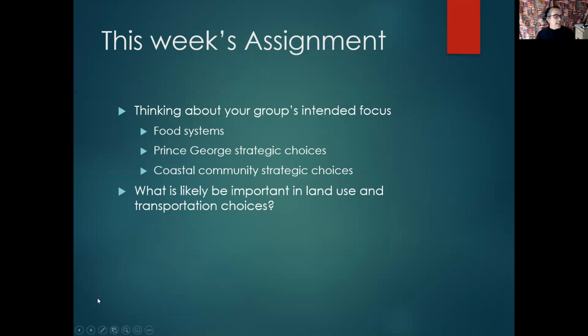Anyway, what is likely to be important in land use and transportation choices and how we intervene in those systems to move towards sustainability in the context where you're working? Okay. Thank you.